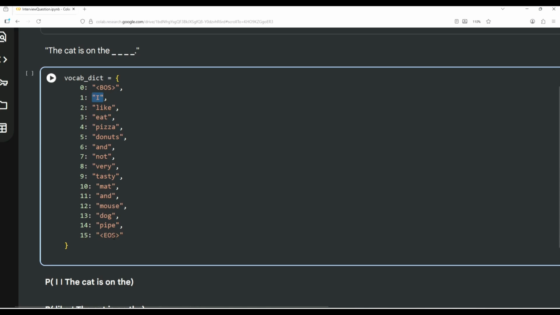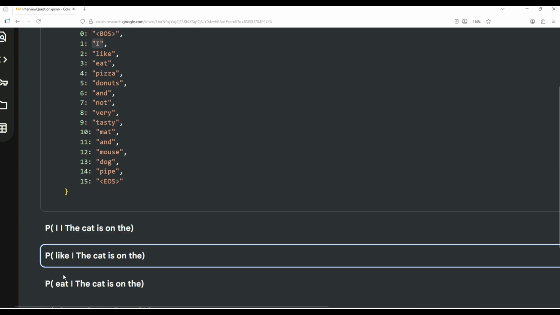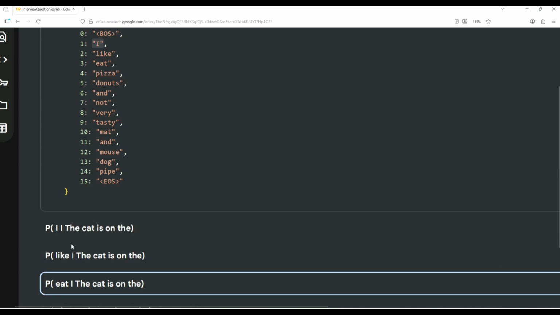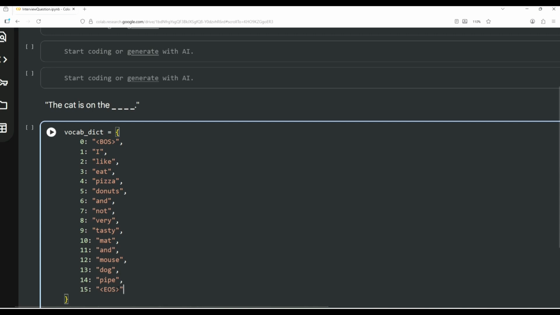So it says I have already generated these words. Now given these words, what is the probability of "I" to be the next token? Similarly, what is the probability of "like" to be the next token? What is the probability of "eat" to be the next token? And likewise, it calculates the probability of each of these tokens in the vocabulary.